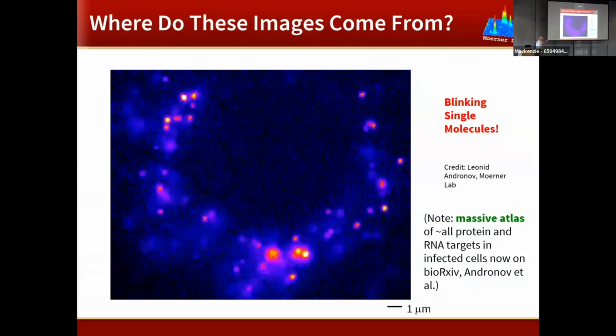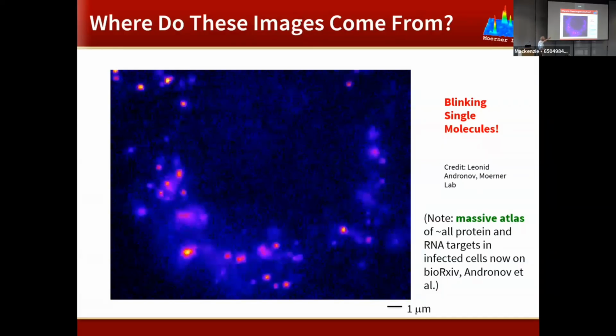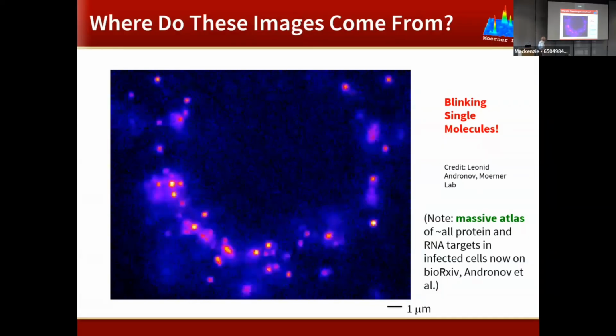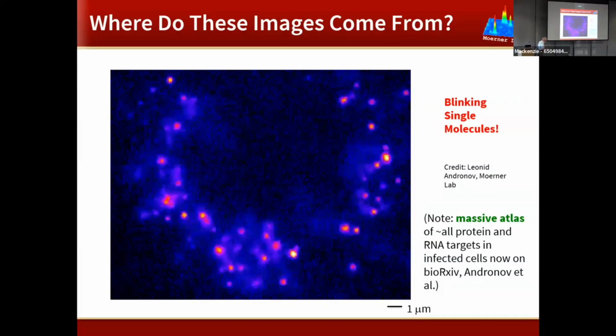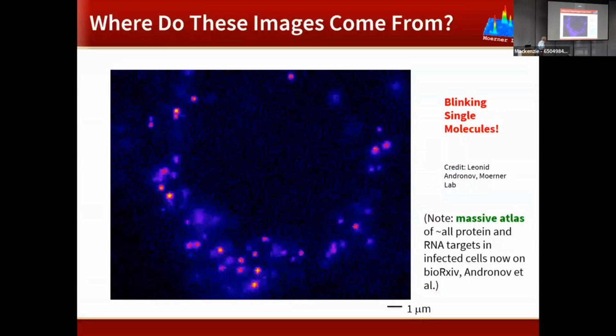This is the raw data looking at one of the two fluors, in this case VgRNA. It's that amazing blinking that can give rise to these beautiful images. And so let's also note that there's many other proteins to study.